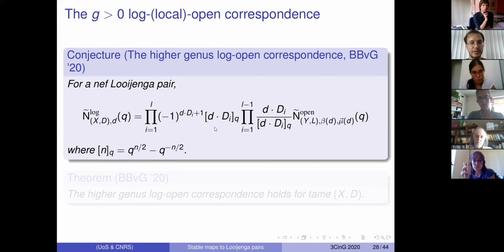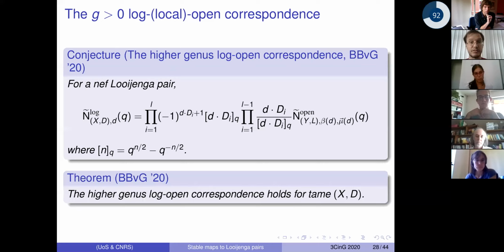So in here, all these expressions with square brackets and subscript q denote q-analogs of an integer n. And the one thing that I'm going to say before I justify it is that it's worth believing this because it's true, at least for tame Looijenga pairs.